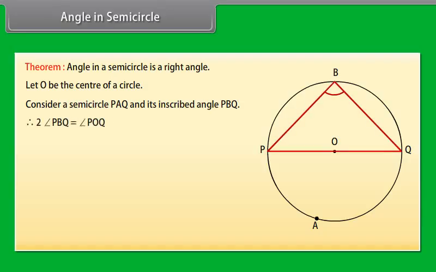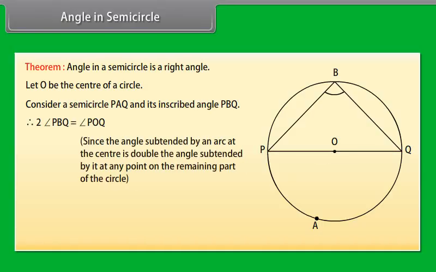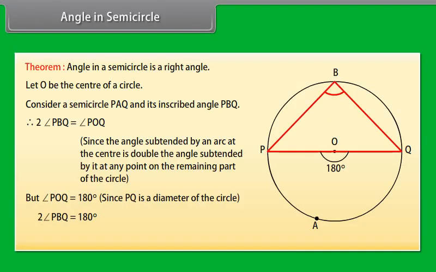Therefore, 2 angle PBQ is equal to angle POQ, because we know that the angle subtended by an arc at the center is double the angle subtended by it at any point on the remaining part of the circle. But angle POQ is 180 degrees because PQ is the diameter of the circle. So 2 angle PBQ is equal to 180 degrees. Therefore, angle PBQ is 90 degrees.